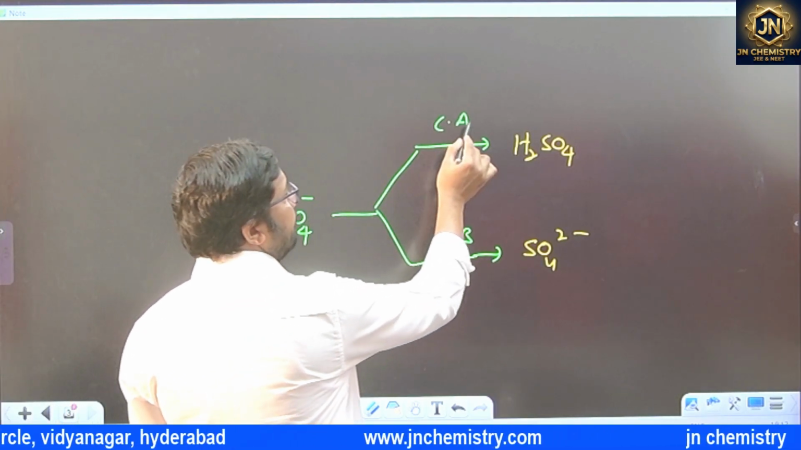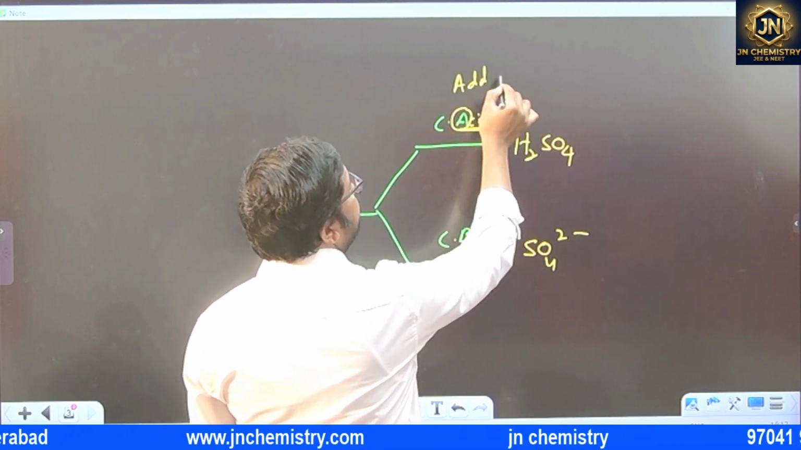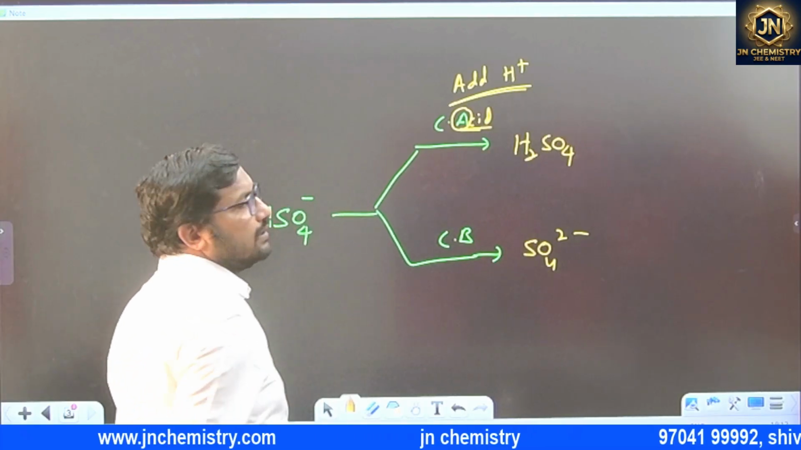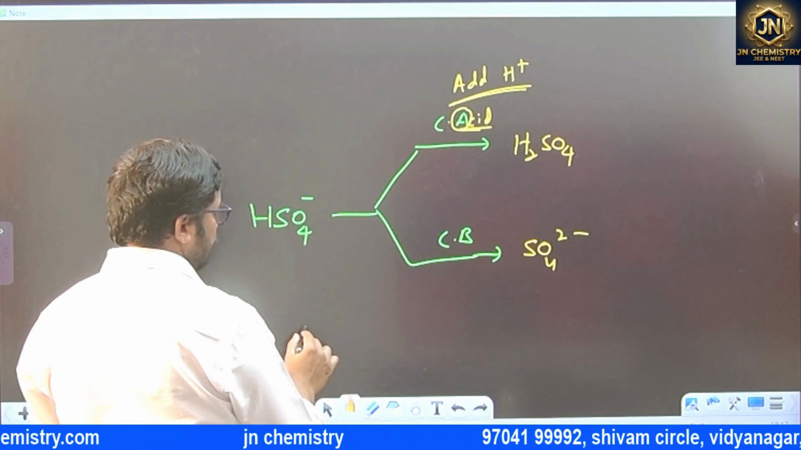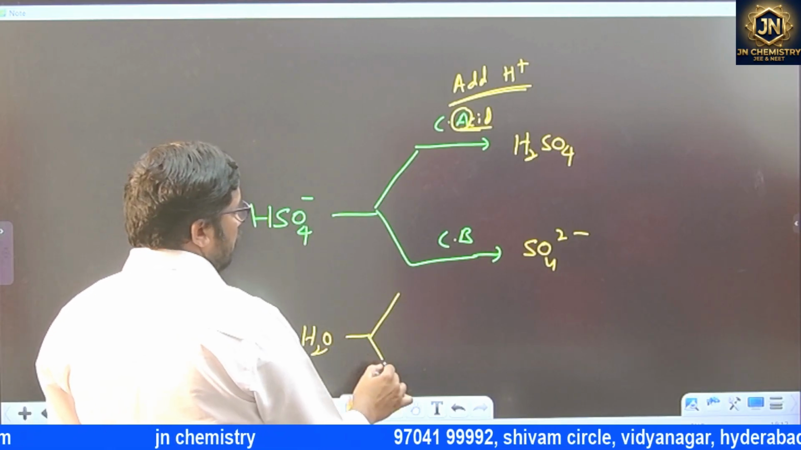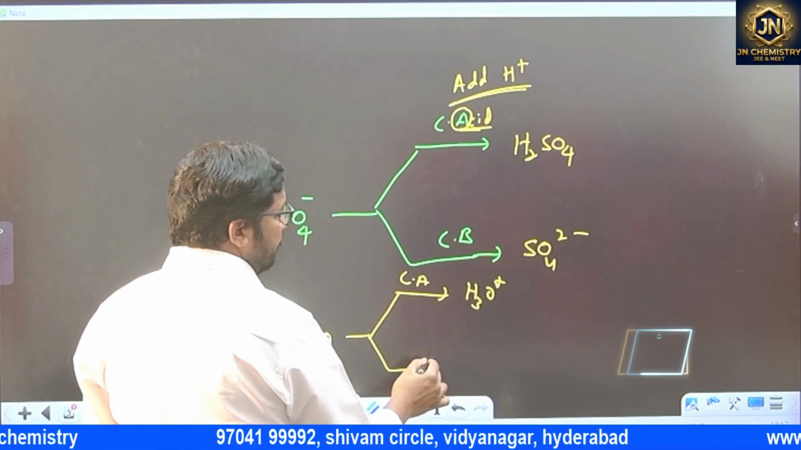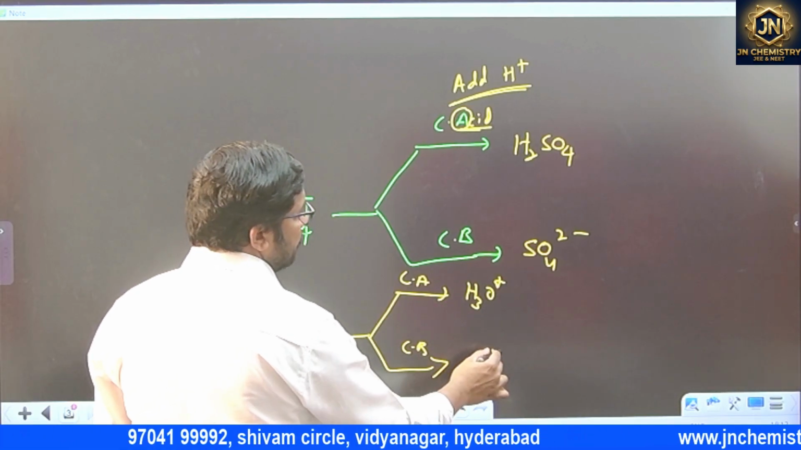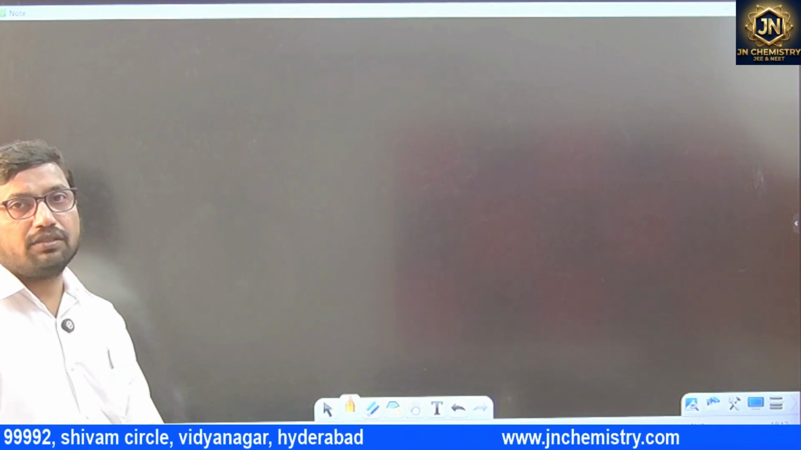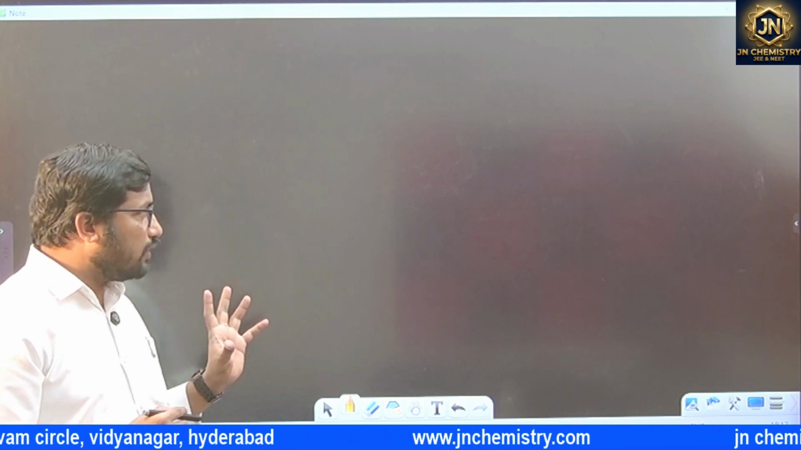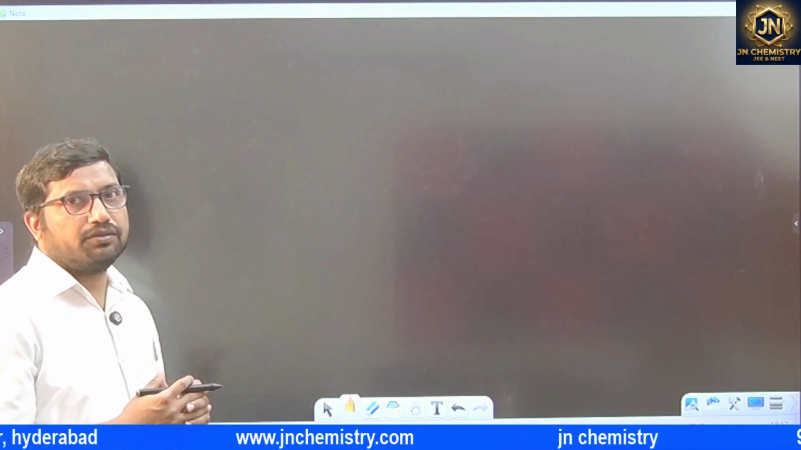I told you how to identify the conjugate acid and conjugate base. In acid, A means add H plus. Like OH minus, otherwise directly we'll take H2O. What is its conjugate acid? H3O plus, conjugate base OH minus. Always reactions are moving from strong to weak, but not weak to strong. This is one important point which I told you.